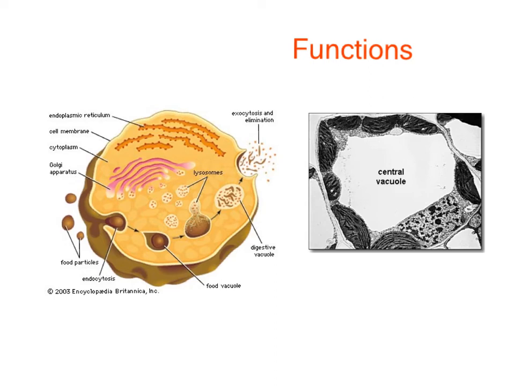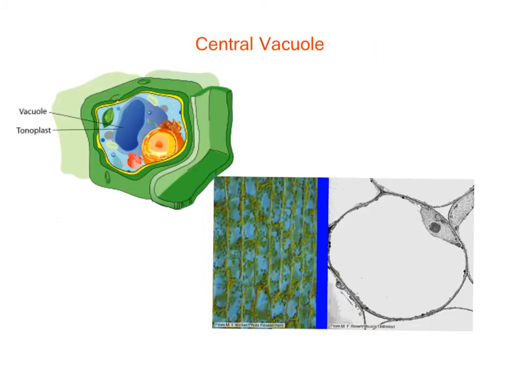In amoeba, food vacuoles engulf food particles through endocytosis. Then lysosomes attach to the food vacuoles and digest the food inside the vacuole. From there, it is eliminated through the cell by exocytosis. Vacuoles also contain pigments and give many plants their color. Plant cells have one large central vacuole that can occupy up to 80% of the cell's volume.